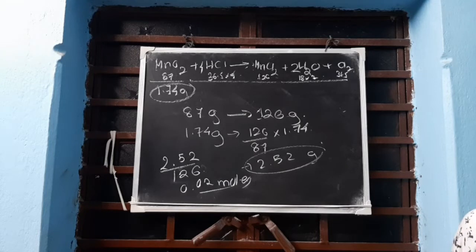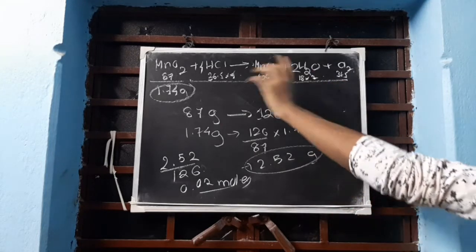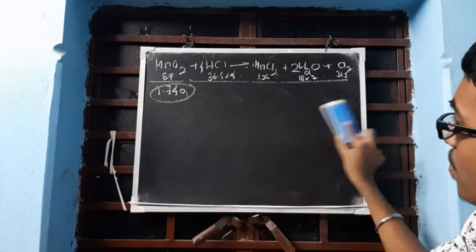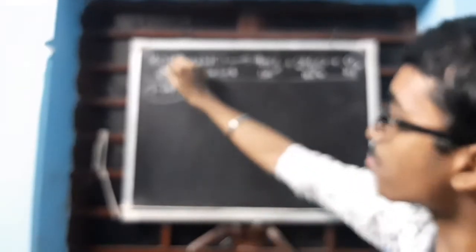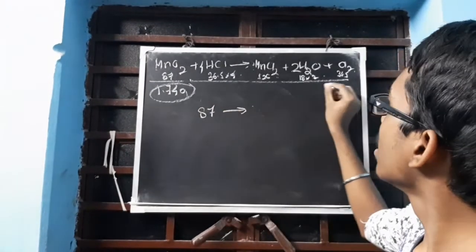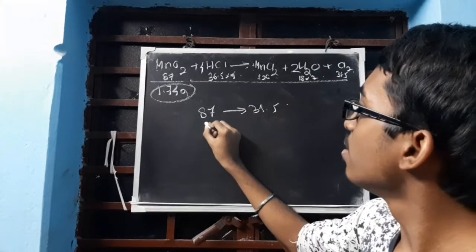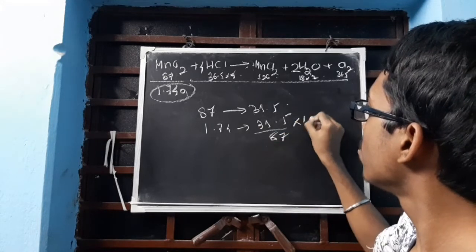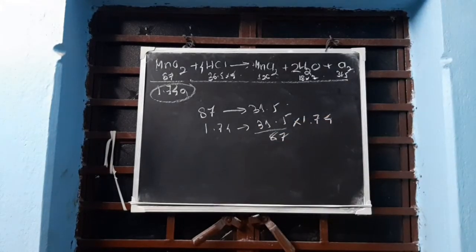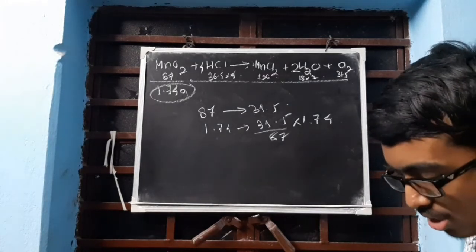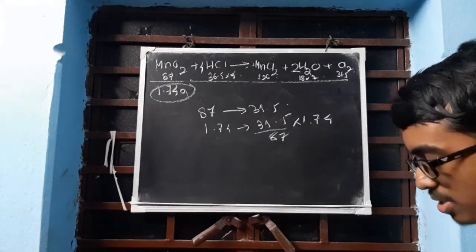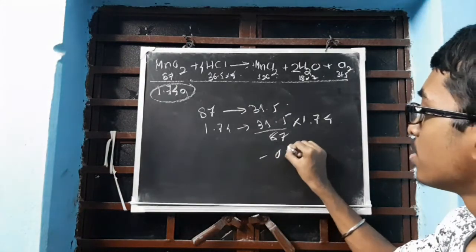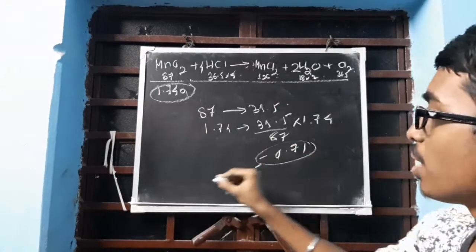Next is moles of chlorine formed. Again chlorine is 1, so the same number, same mole will be formed. Let's check it out. The mole for chlorine also will be 0.02. But let's check it out. 87 gives you 35.5, so 1.74 will give you 35.5 by 87 into 1.74. Let's calculate. Big calculation. 35.5 divided by 87 into 1.74. Clear? This is the mass.